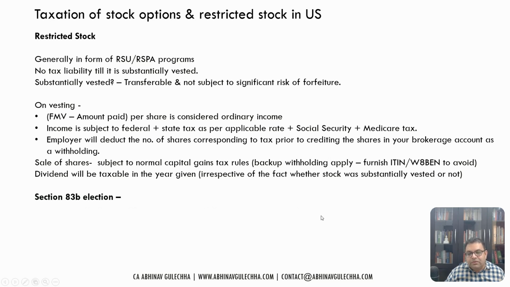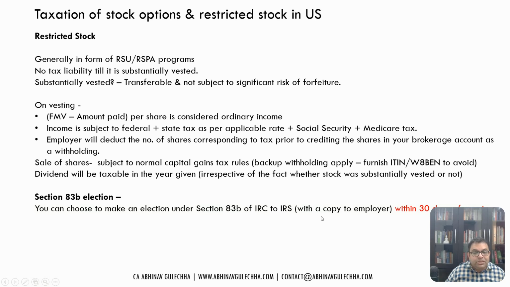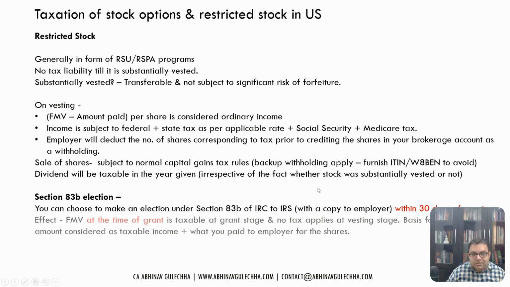Now, here there's a very good way that you can plan, which is that you can make a Section 83(b) election. 83(b) is basically one of the sections in the Internal Revenue Code. So you can make an election under 83(b) of the Internal Revenue Code to the IRS with a copy to the employer, but that election you have to make within 30 days of the grant. If you miss that time period, then you cannot make it. There is no provision that you can delay or a condonation of delay, I don't think so. You have to make this particular election within 30 days of the grant.